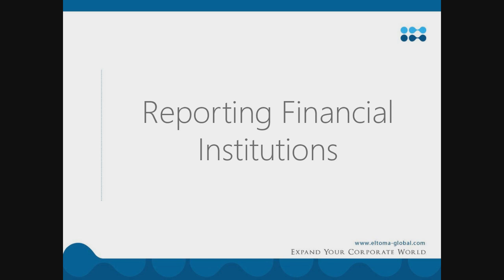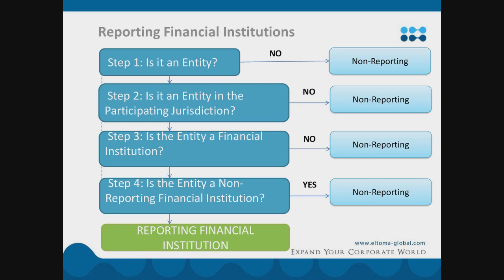Okay, so who is going to collect the information and report it? This will be the financial institutions in different jurisdictions that joined the common reporting standards. So what are these reporting financial institutions? In order to establish whether a certain financial institution will be a reporting financial institution, there's a certain algorithm to define it.